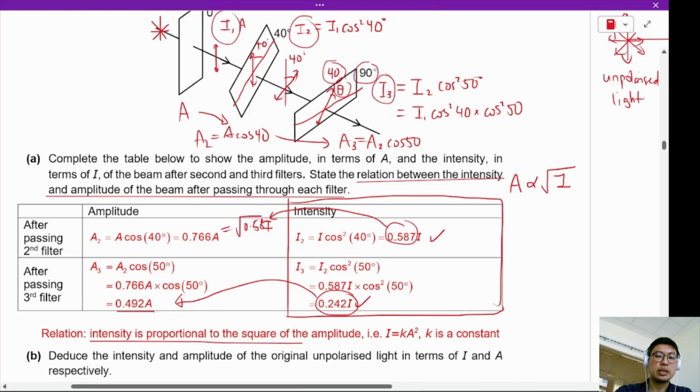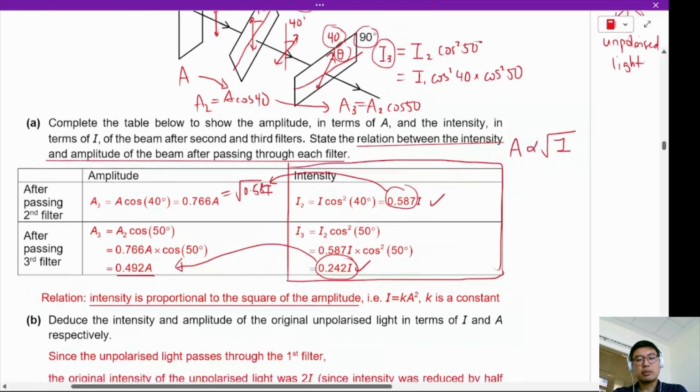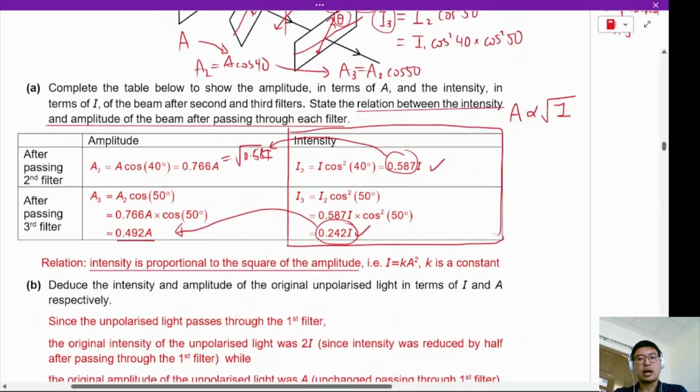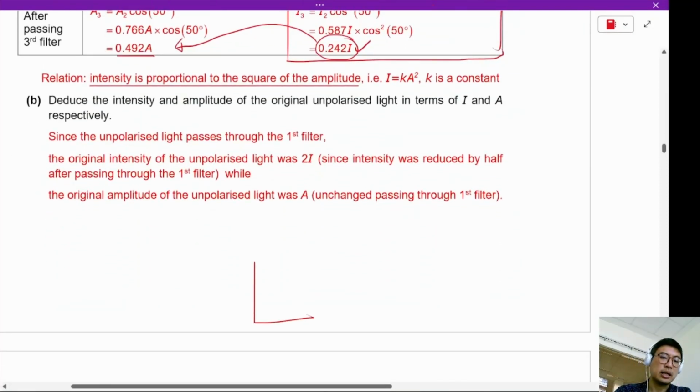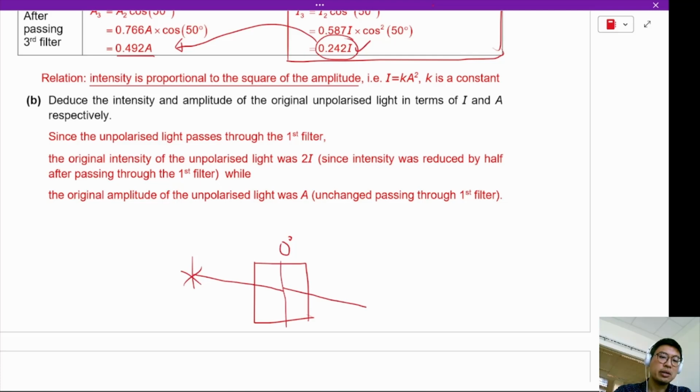All you got to do is to say this: intensity is proportional to the square of the amplitude. So deduce the intensity and amplitude of the original unpolarized light. Now what this question is saying is that this is the original filter, this is the unpolarized light passing through the filter at 0 degrees. After it comes out from the filter, the intensity is I. Therefore, previously the intensity must have been 2I.